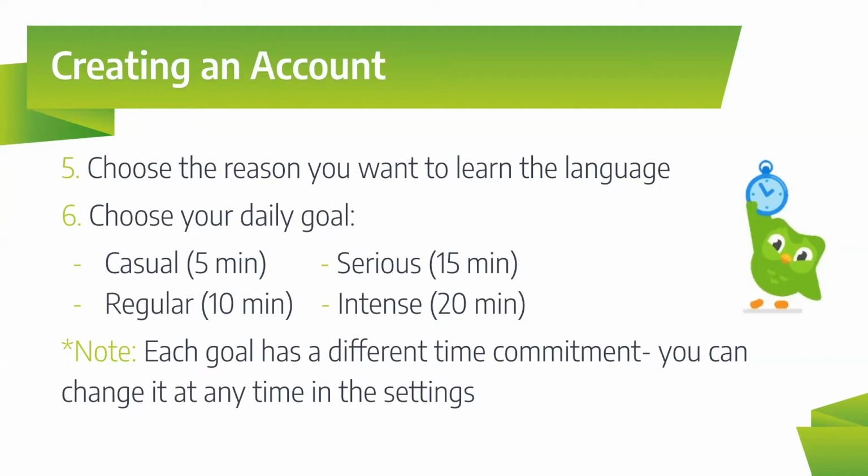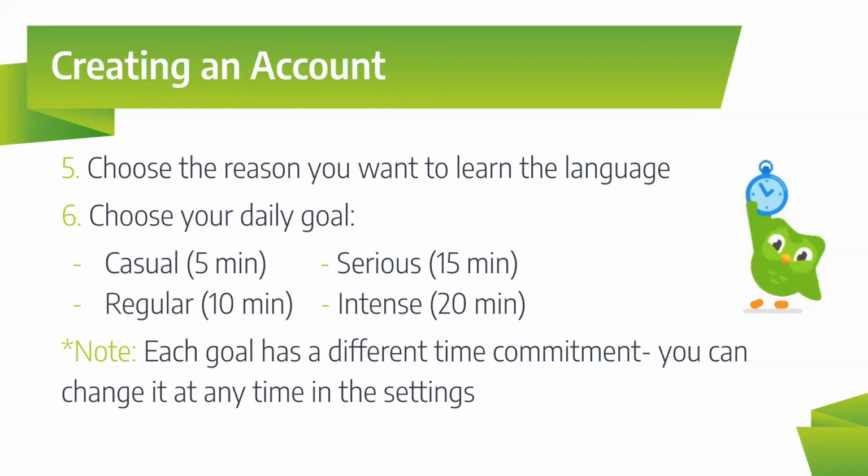Next, you will be choosing your daily goal. There are a few different categories you can choose when you are setting up your account. You may want to be casual and spend only 5 minutes a day, or maybe regular and spend 10 minutes a day. There is also some more serious availabilities. So it will be serious for 15 minutes, or it can also be intense for 20 minutes a day. Note, each goal has a different time commitment, but you can change it at any time in the settings.